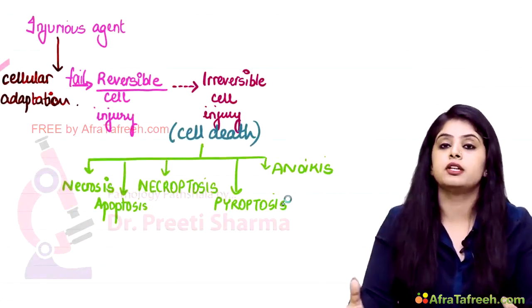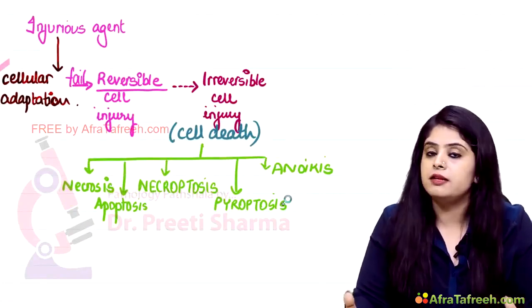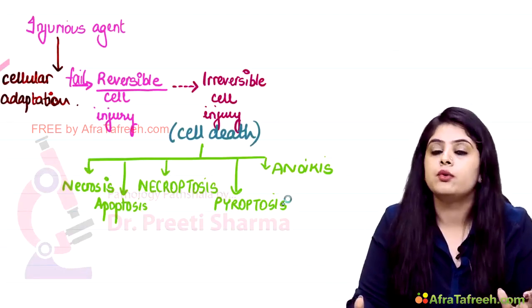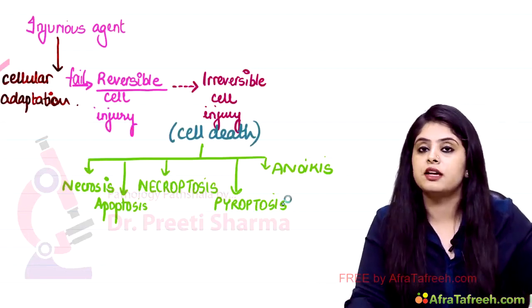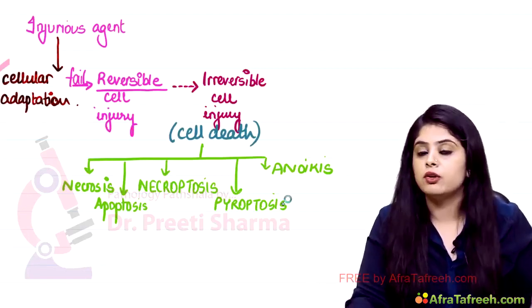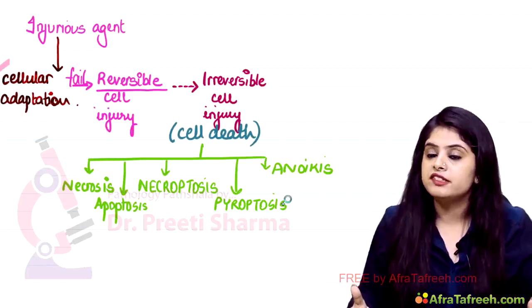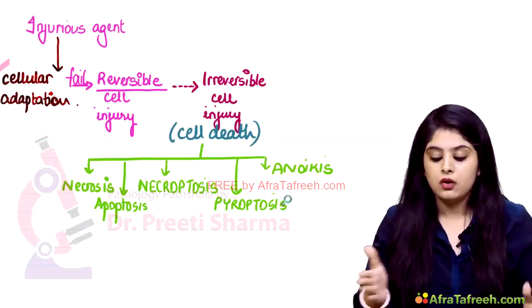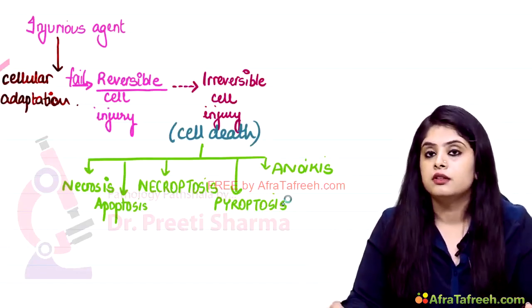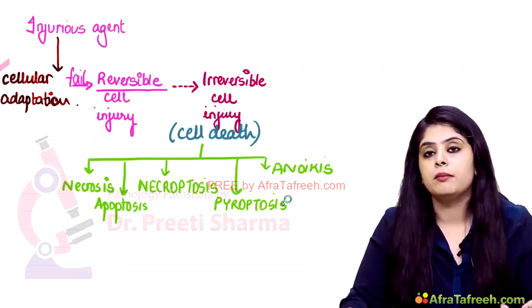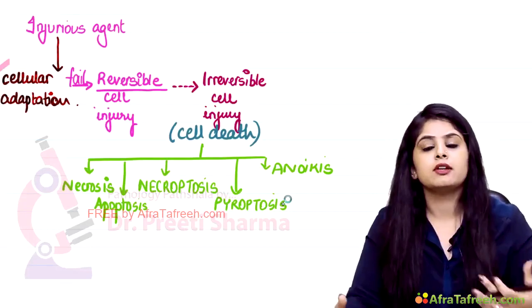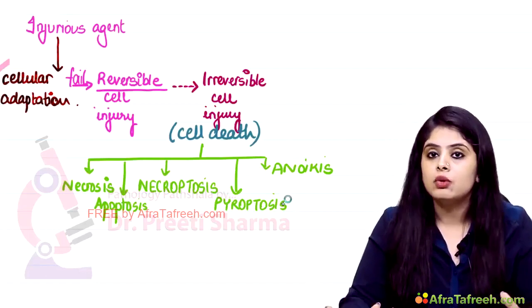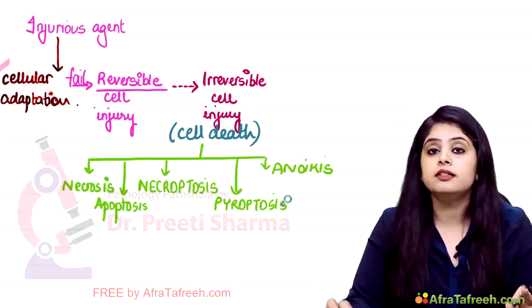Not only is this particular flow diagram very important for your basic knowledge, but this also is going to give you an outline of how we are going to deal with this chapter. So first we'll start with reversible cell injury. What all is happening? We'll go on to irreversible cell injury. What is the mechanism happening there? Then we'll study all these different types of cell deaths in detail one by one. So we'll keep coming back to this flowchart so that you have a better correlation and you have a better outline of the subject of particularly this chapter.